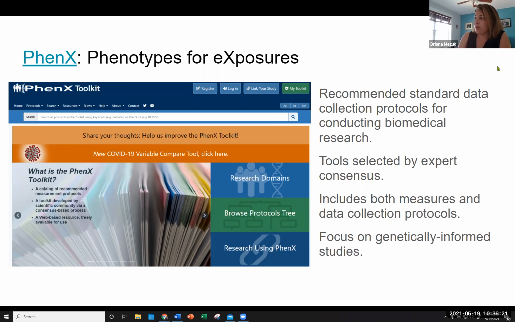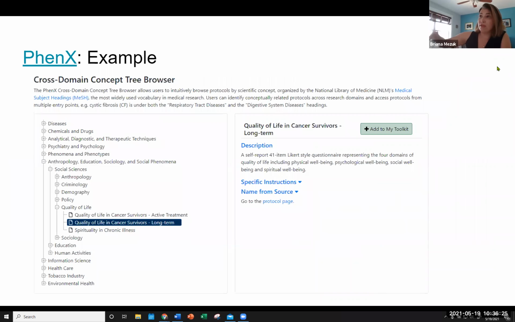And again, it's generally focused on genetically informative studies. And let me show you an example of what it would look like. So this is an example within the Phoenix. On the left-hand side, I'm looking at this thing I'm interested in. You can see here, they just lump everything we are interested in under anthropology, education, sociology, and social phenomenon.